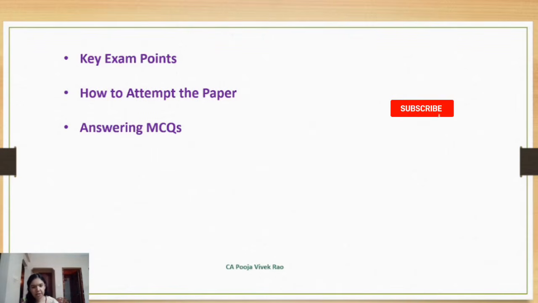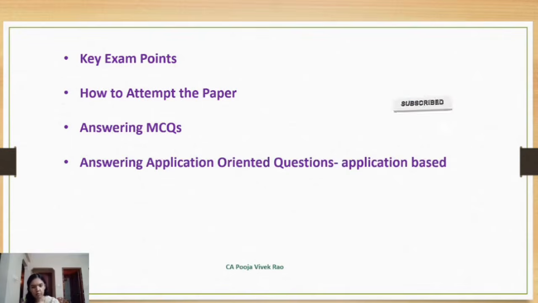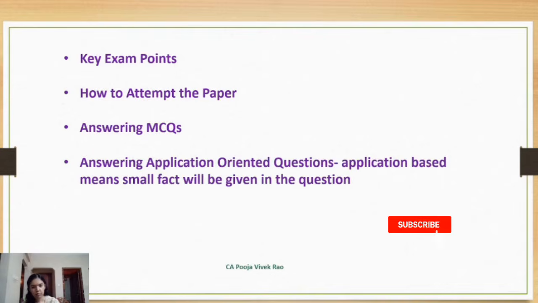Now, as I said, in description based question, there will be 2 types of question. One is application oriented question. So in application oriented question means a small fact will be given. So while answering application based question, it is better to follow these steps, because as there is stepwise marking, you will get mark for each step.